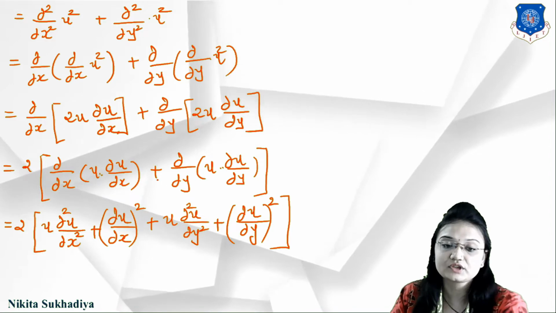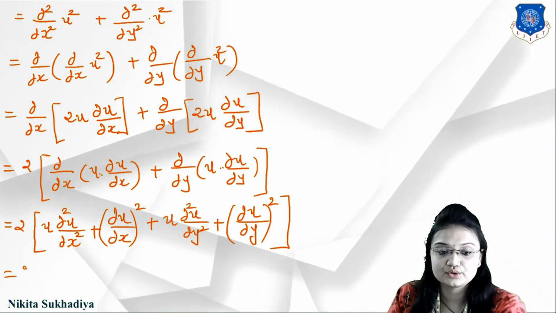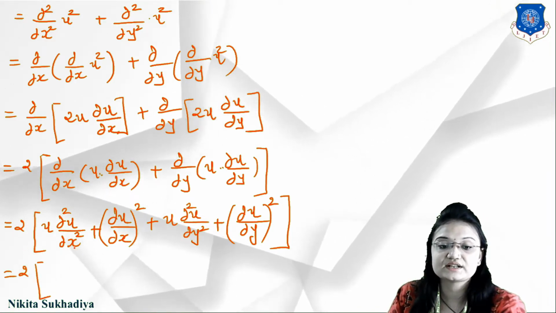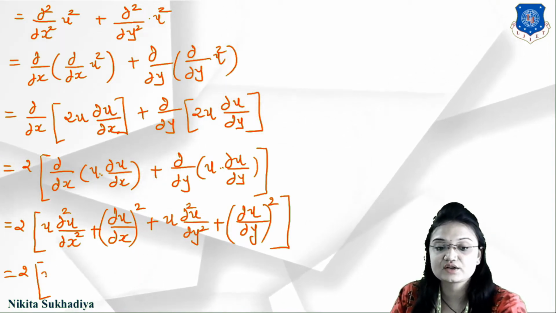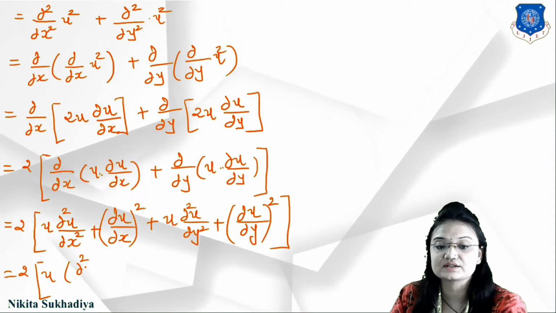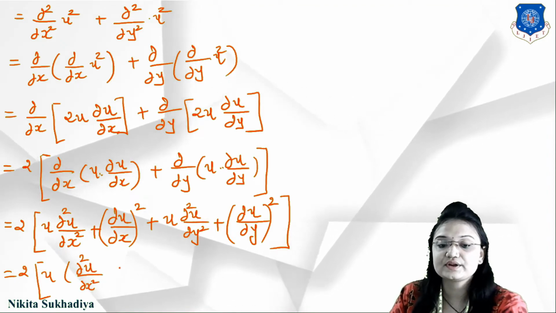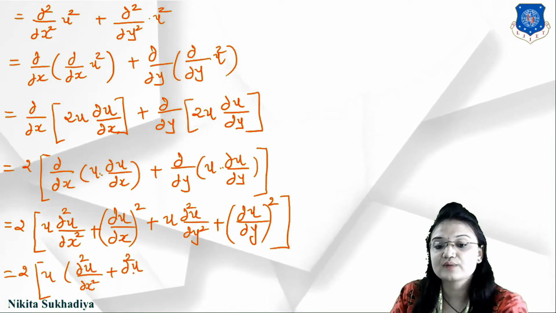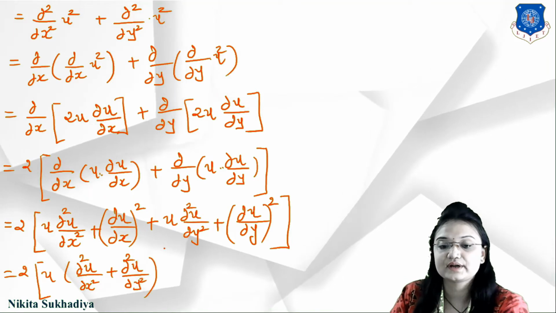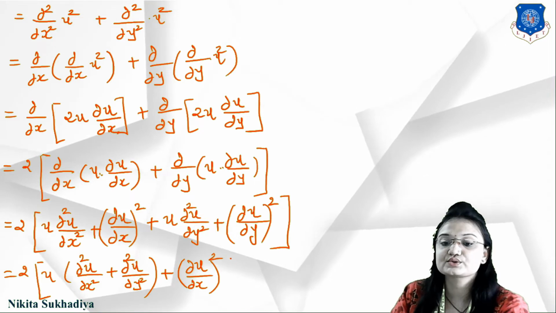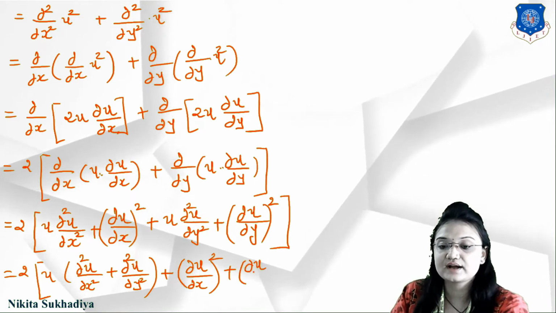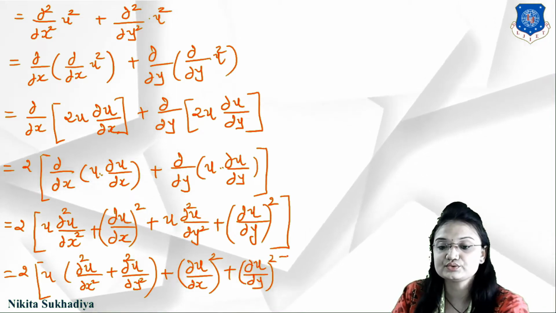Okay, now here we have u into del square u by del x square plus u into del square u by del y square. So by taking u common, this will become del square u by del x square plus del square u by del y square, and plus del u by del x whole raised to square plus del u by del y whole raised to square.